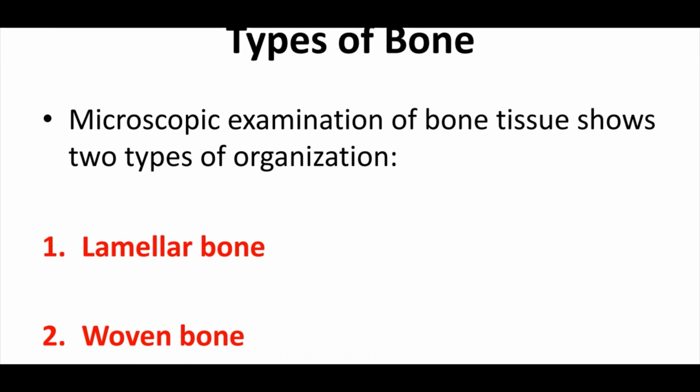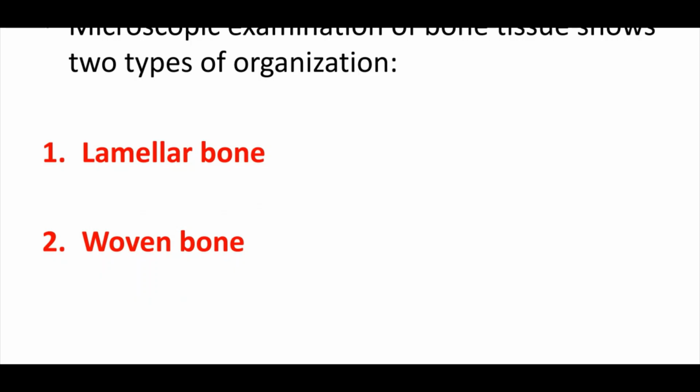Now let's look at the types of bone on microscopic examination. So histological examination of bone, there are 2 types of bones. We've got lamellar bone and woven bone. So the first classification was gross. Under gross, we had compact bone and spongy bone. Under microscopic examination, we've got lamellar bone and woven bone.